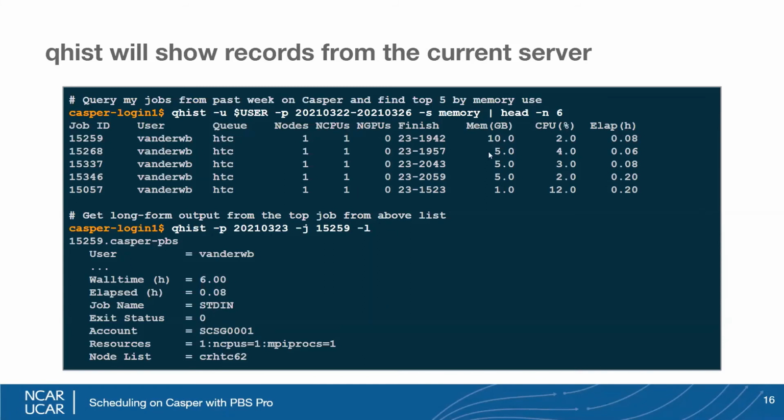One thing to note is that qhist will only show you records from the current server. So if I run qhist on Casper, it'll show me Casper records, and if I run it on Cheyenne, it'll show me Cheyenne records. It does not have that cross-server capability. And that's because the accounting logs are stored on disk that's only on each particular system.